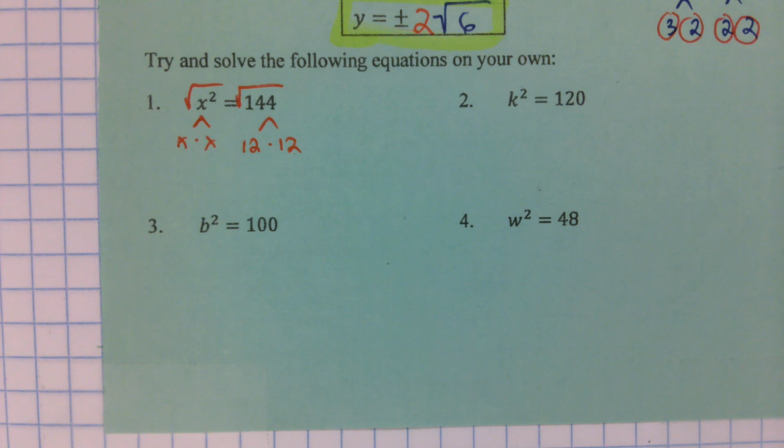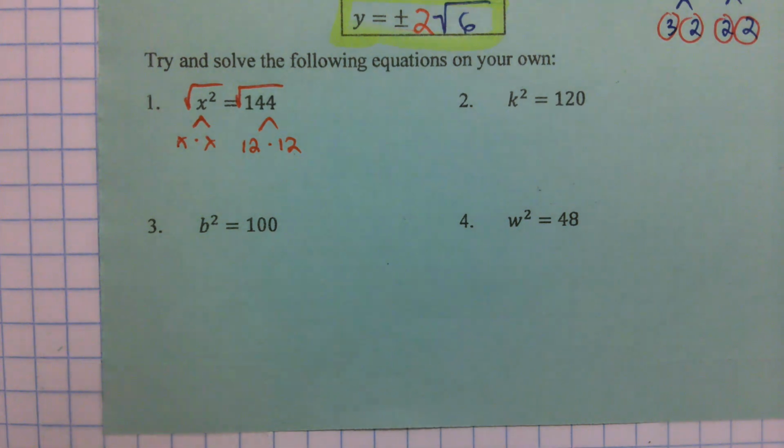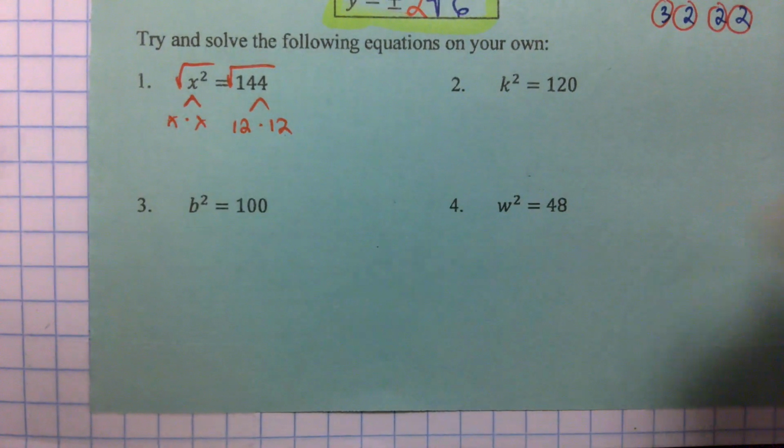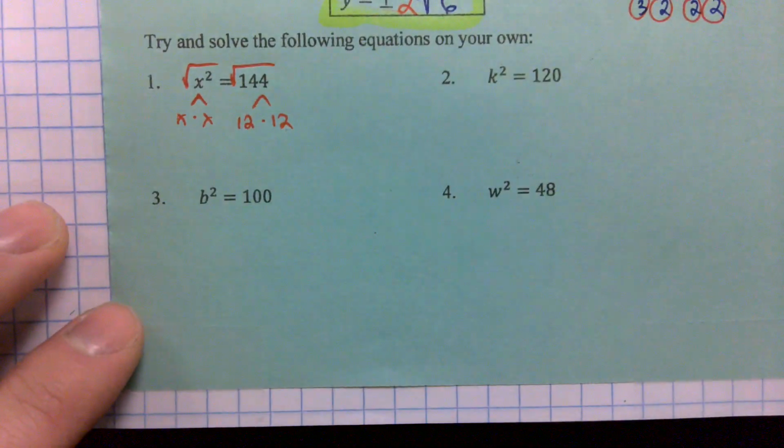Yeah, if you can recognize that this is a perfect square, you can just jump right to it. Like in number 3. Well, let's finish number 1, and then I'll look at number 3.